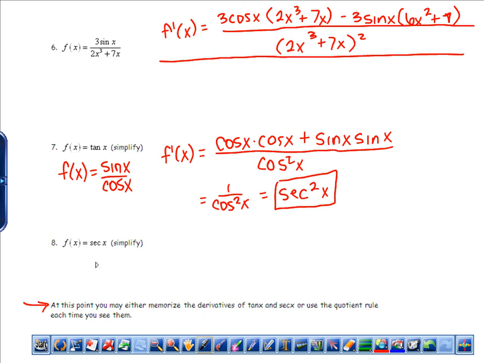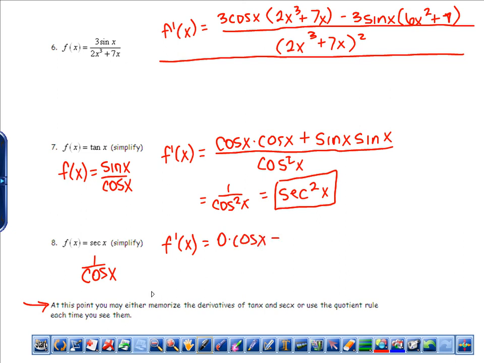All right, now let's do secant. So again, I'm going to rewrite it. This time I'm going to write it as 1 over cosine x. And I'm going to use, even though this is a 1, I'm going to use the quotient rule, because I've got no other way to find the derivative. Okay, so low d high. So what's the derivative of the numerator? 0. So you could go ahead and write times cosine x. It doesn't matter. It's still going to cancel.